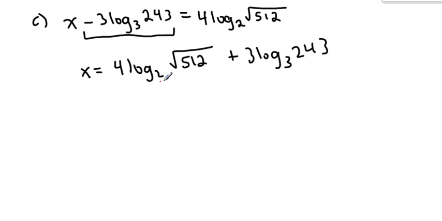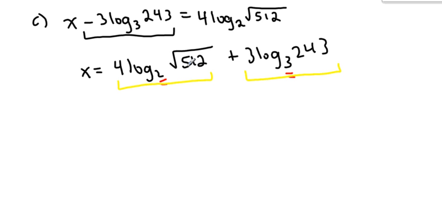Well, you should notice that these two log statements that I'm supposed to be adding have different bases. That means I'm not going to be applying any properties of logs like we just did in the last question. Really the only approach is to evaluate this expression, 4 log base 2 of root 512, and evaluate this expression, and then once I have their values, just add them together. So let's see what we can do here.